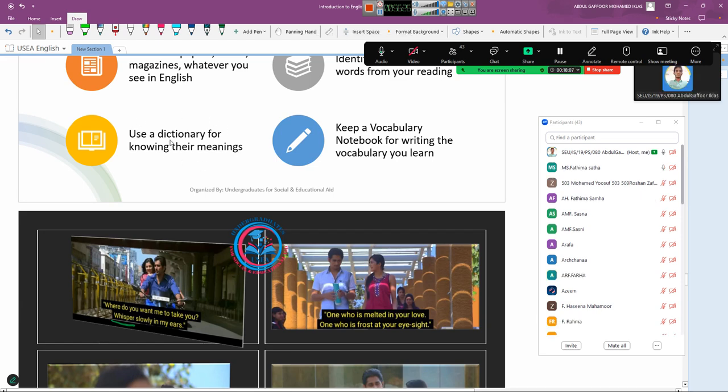Use the dictionary for knowing their meanings. We have to take the dictionary and we have to take the word and we have to read the description and how we can use them in the sentences, right? And keep a vocabulary notebook for writing the vocabulary you learn, right? So nowadays we can even use technology, right? I also have a vocabulary notebook. I can give the access to that, right?